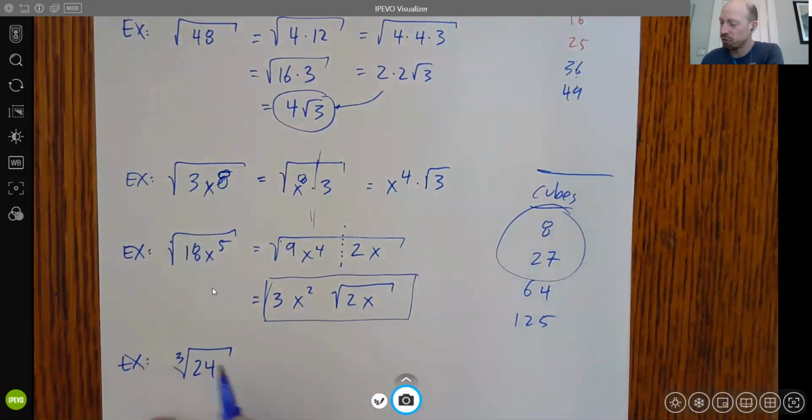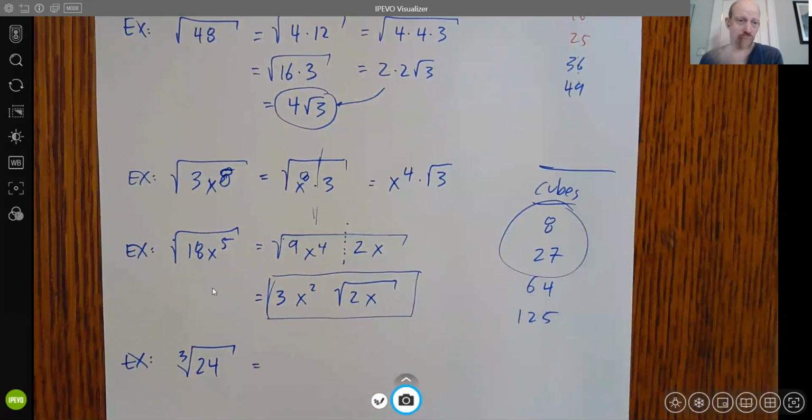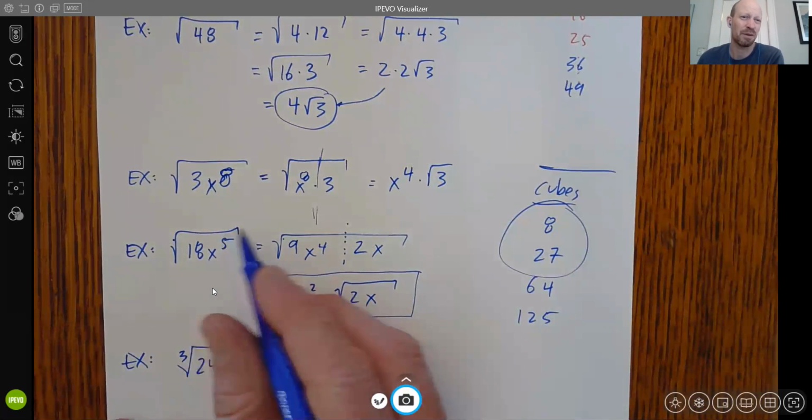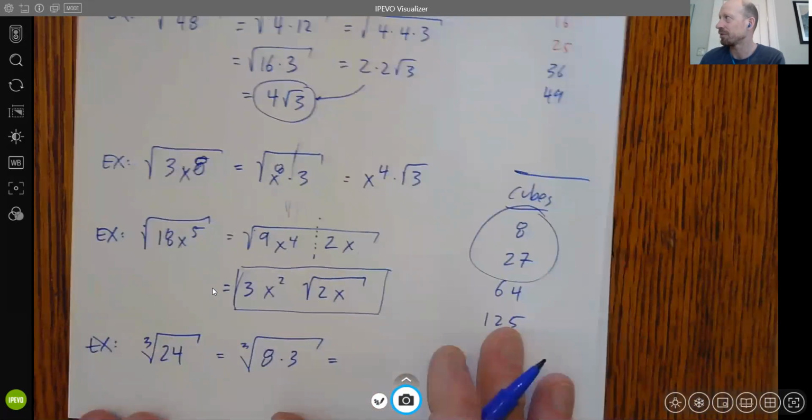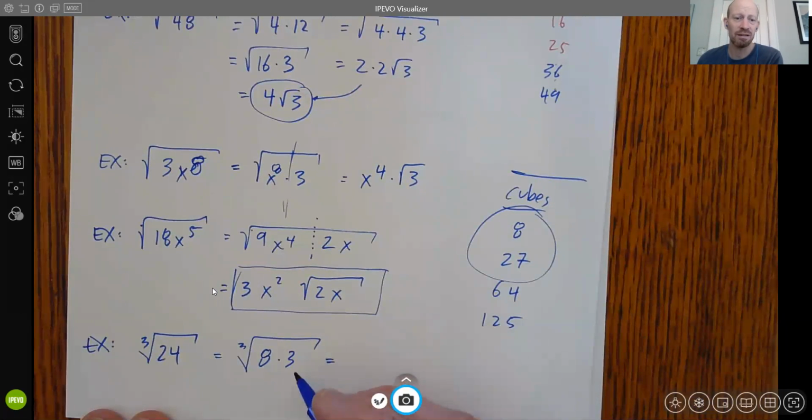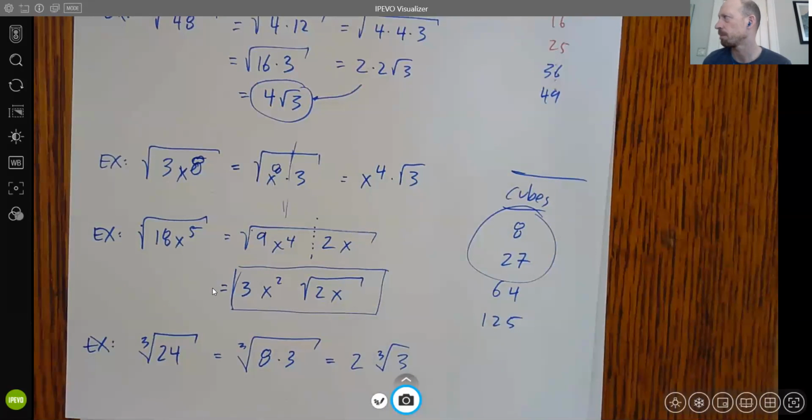So knowing that, we can break this apart the same way, but I don't want to factor it as 4 times 6. That would work well for a square root, but not for a cube root. For a cube root, I want to factor this as 8 times 3. So the cube root of 8 is 2, and the cube root of 3, I leave alone, right? I can't do anything with that cube root.